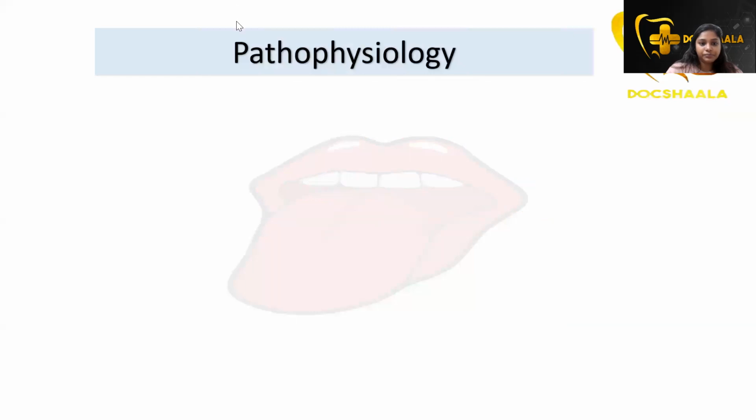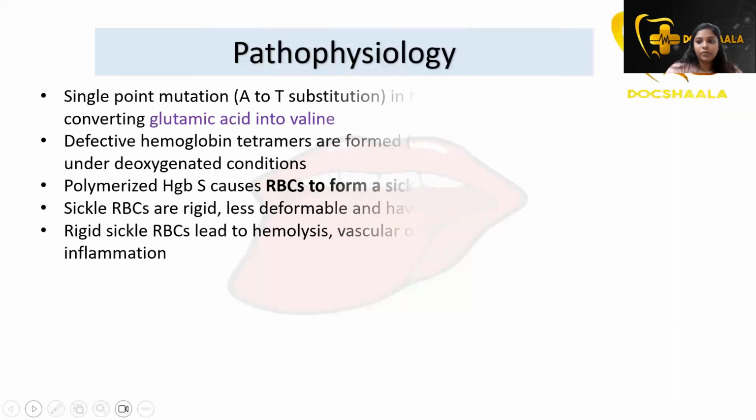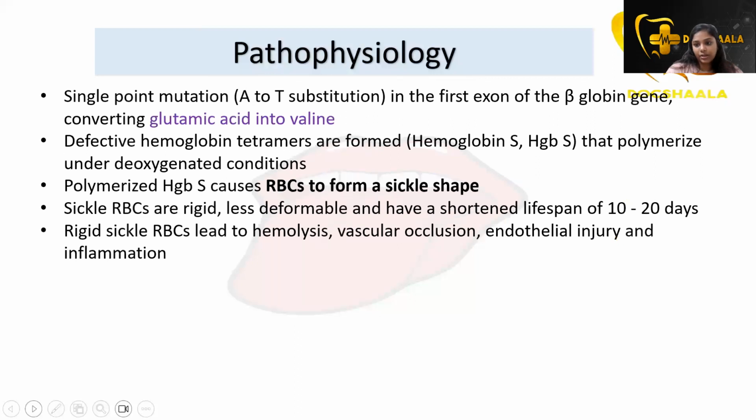Let's see the pathophysiology behind it. The pathophysiology involved is a single point mutation, and we have discussed it. An A to T substitution in the first exon of the beta globin gene converts glutamic acid into valine. Defective hemoglobin tetramers are formed, which are hemoglobin S, and they polymerize under deoxygenated conditions. This causes RBCs to form sickle shape.